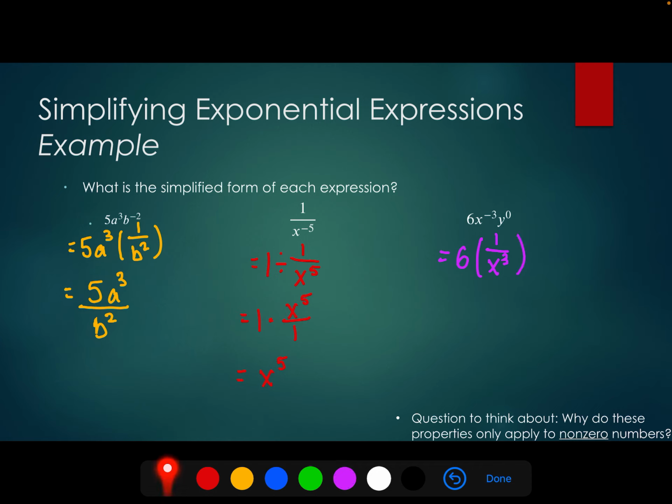And then we have this y to the 0 power. And remember, anything to the 0 power except for 0 is going to equal 1. So even a variable, that means y to the 0 power, we can simplify to 1. So now we have 6 times 1 over x cubed times 1, and we can just multiply together, and that will give us 6 over x cubed. And there we go, we simplified.